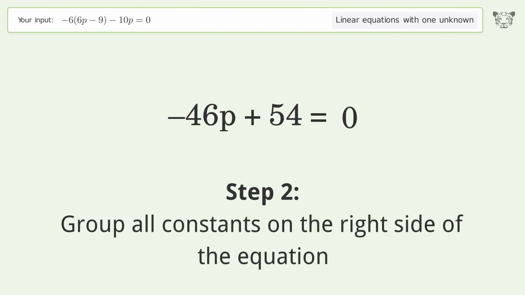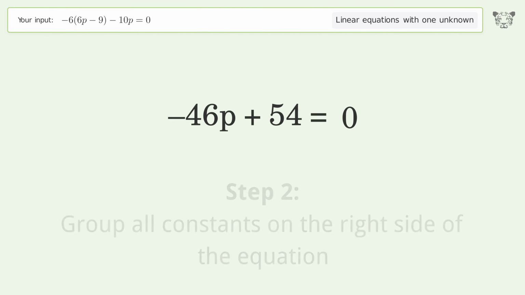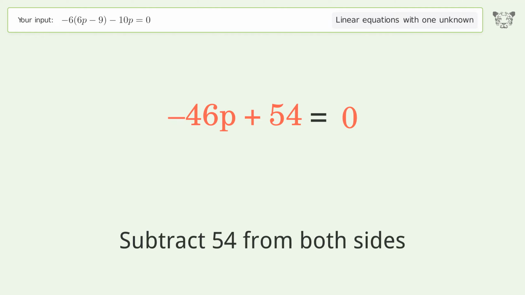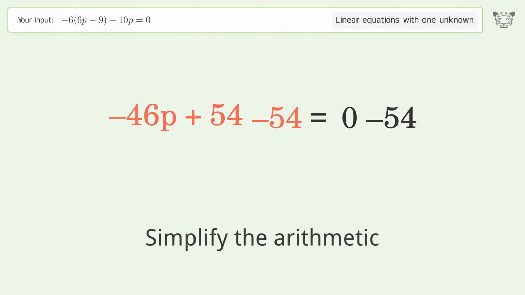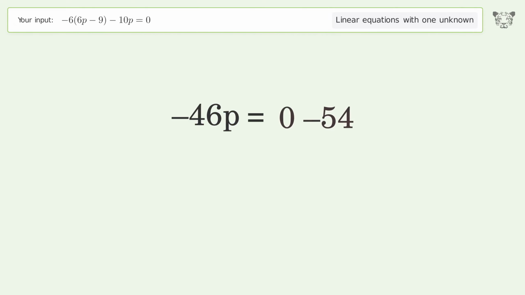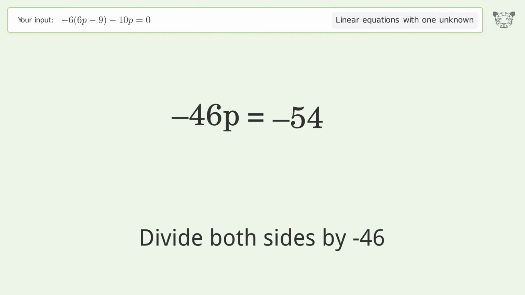Group all constants on the right side of the equation. Subtract 54 from both sides. Simplify the arithmetic. Isolate the p. Divide both sides by -46.